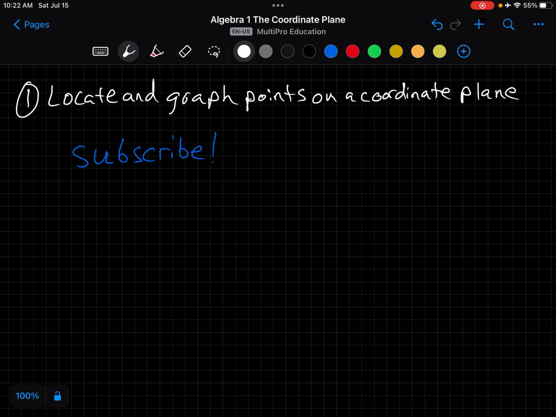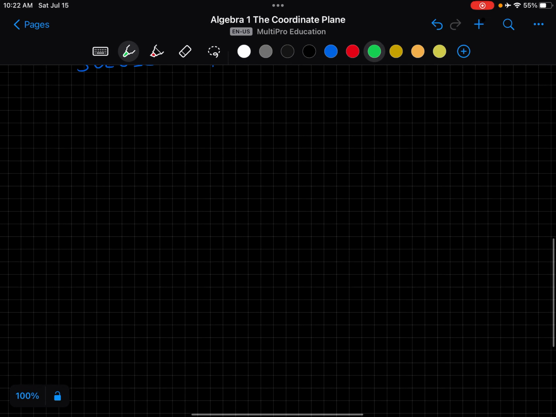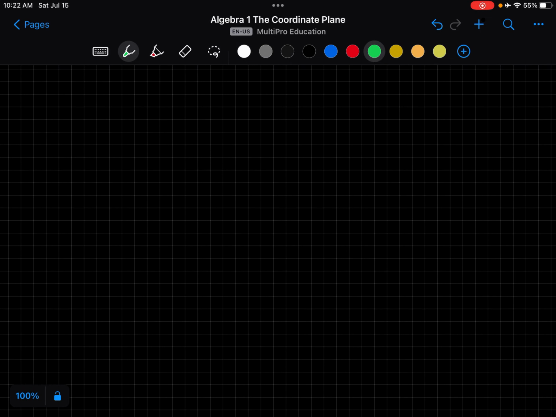Alright, so let's talk about some definitions first. Let's talk about what is a coordinate plane. Now, if your teacher says coordinate, that is perfectly fine. There's multiple ways to say it, and every English is a little different.